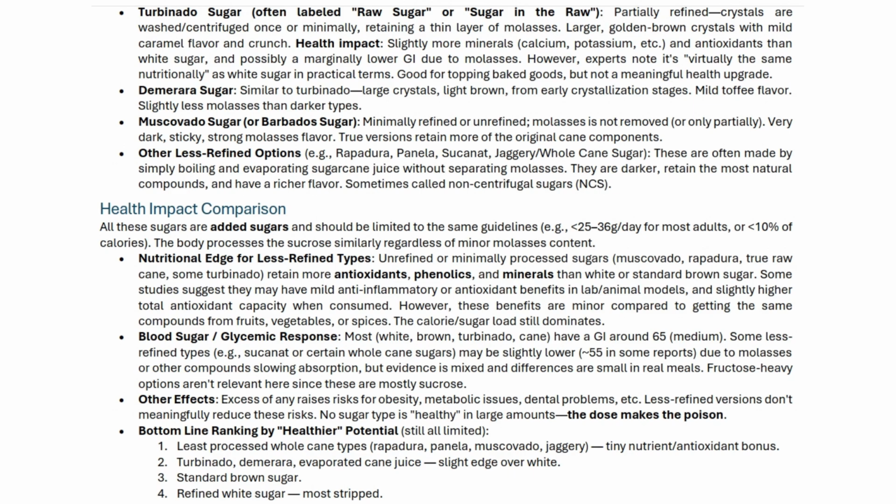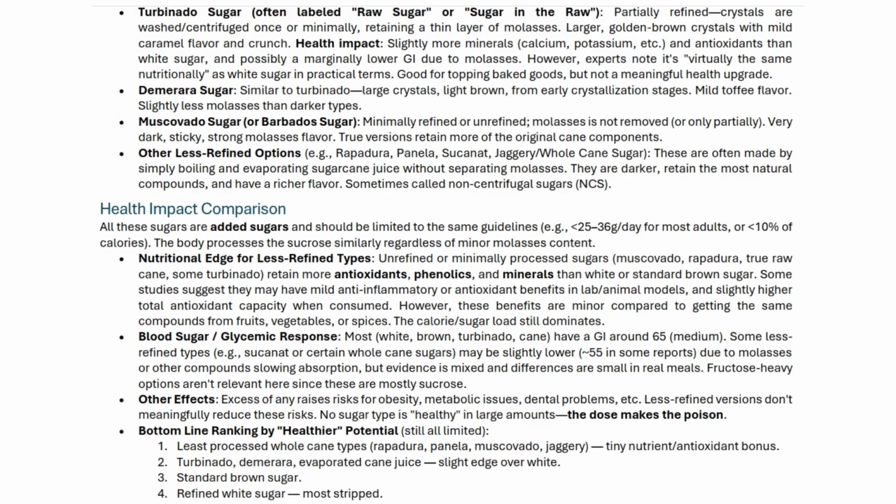the sugar cane. Other less refined sugar options, such as rapadura, panela, sucanat, and jaggery or whole cane sugar, are produced by boiling and evaporating sugar cane juice without separating the molasses. These sugars are darker, retain the most natural compounds, and offer a richer flavor profile. They are often categorized as non-centrifugal sugars, NCS.